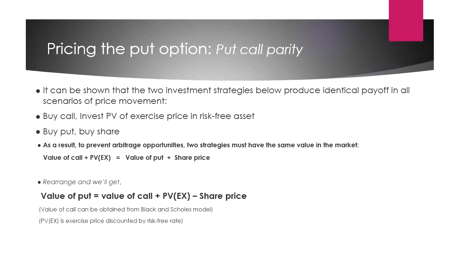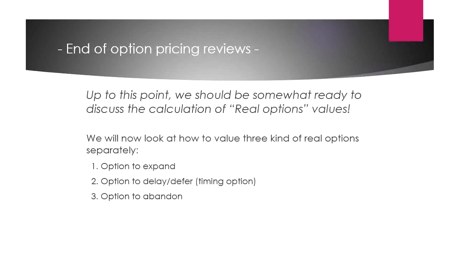The value of the call can be obtained from the Black and Scholes model, and the present value of the exercise price is discounted by the risk-free rate. So this will help in getting the pricing of the put option too. At the end, I would say up to this point we should be ready to discuss the calculations of real option values. We will look at how three types of real options will be revalued separately using the Black and Scholes option pricing formula. These real options include the option to expand, the option to delay or defer, and the third one is the option to abandon.